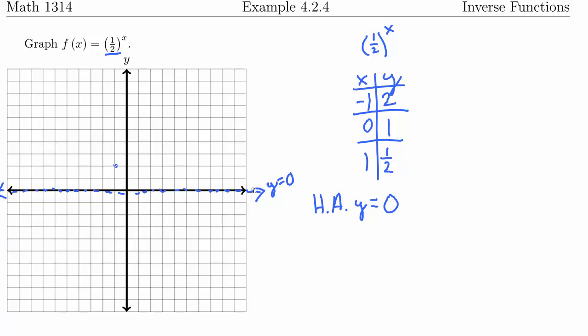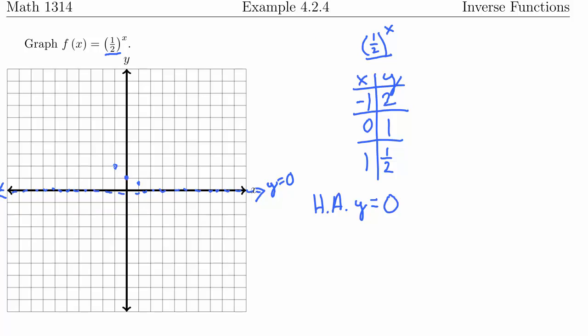-1, 2. 0, 1, and 1, 1/2. Now I'm hoping you're seeing what's happening here. It's actually going down from left to right. The previous one went up from left to right. And the reason that's happening is because your base is 1/2. In other words, for every previous one, you're multiplying by your base, which is 1/2.